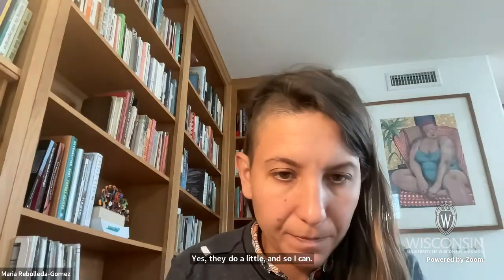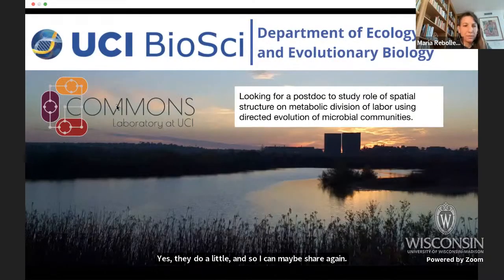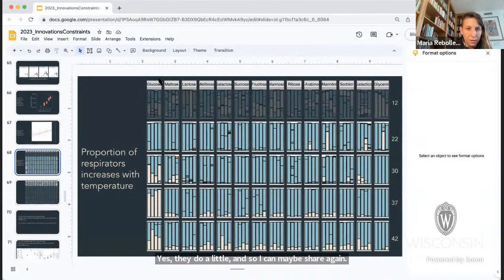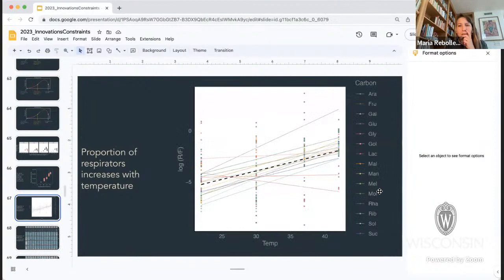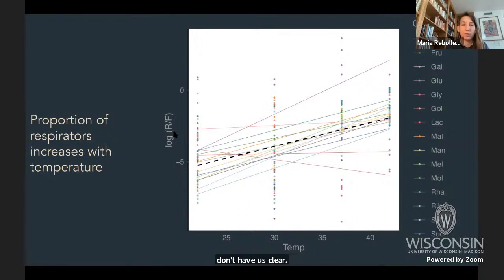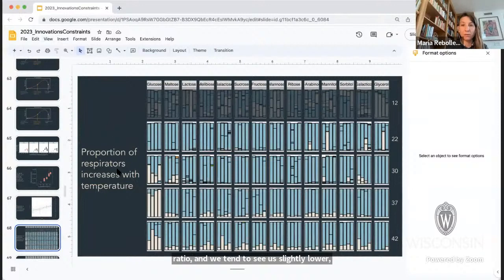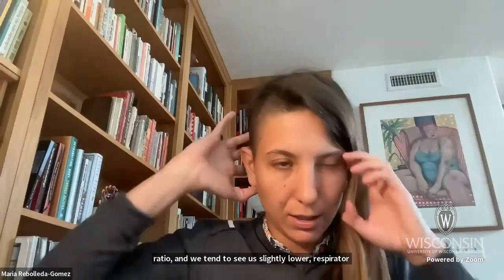Yes, they do a little, and so I can maybe share again. It's hard to see the colors, but this pink one is glycerol, and all the sugar alcohols, so this one is galactitol and sorbitol, those are the ones that don't have as clear of a relationship between temperature and the RF ratio. And we tend to see a slightly lower respirator to fermenter ratio in general in sugar alcohols.